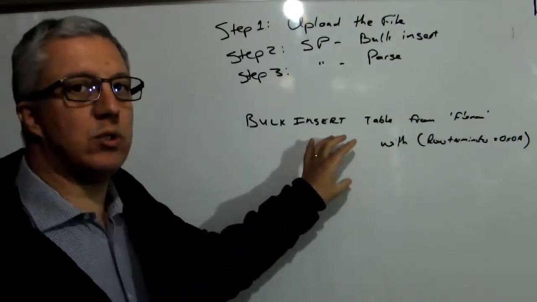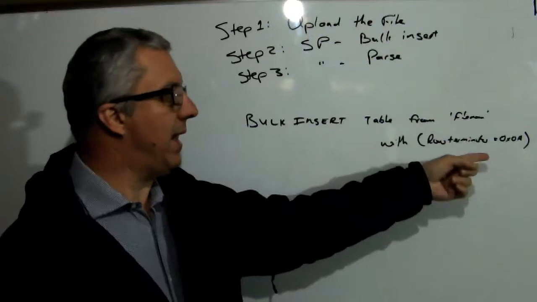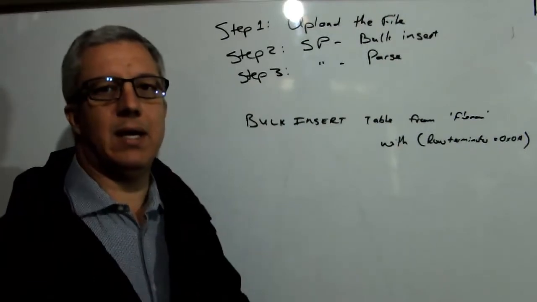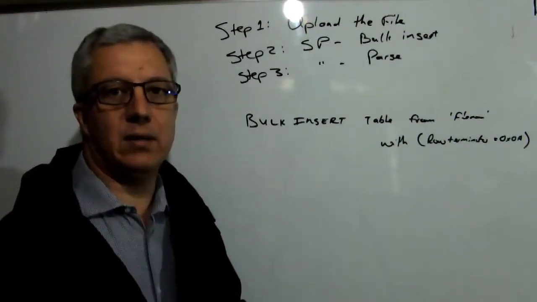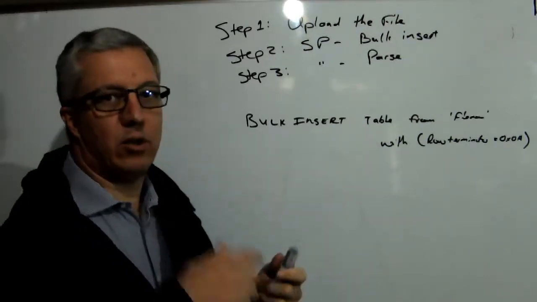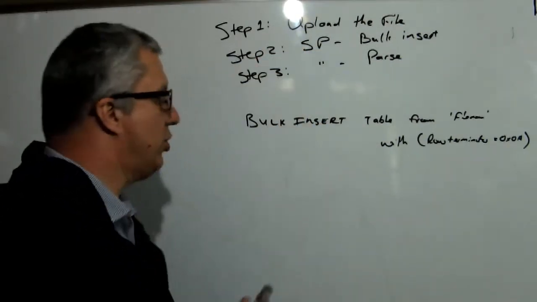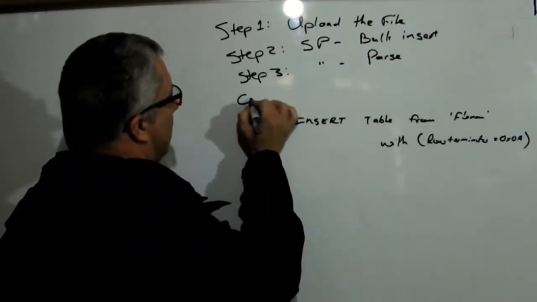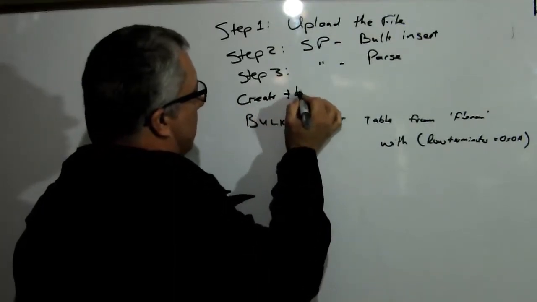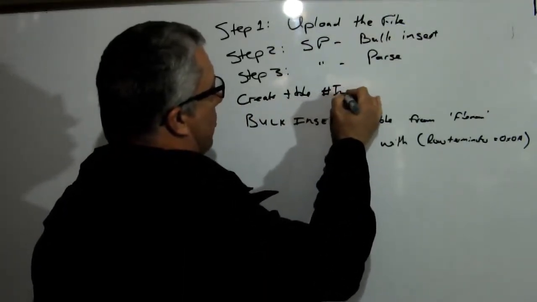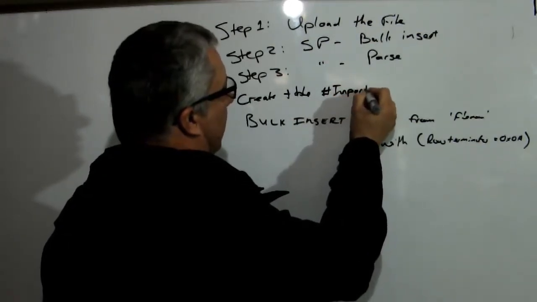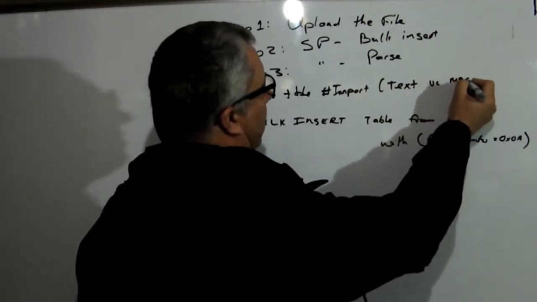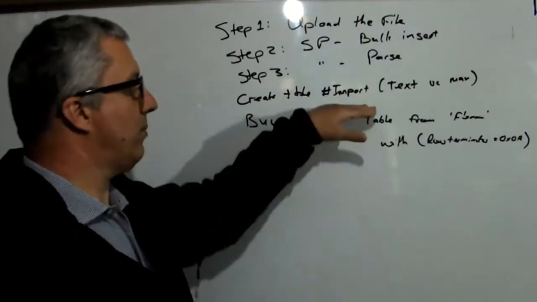So what this instruction will do is it will grab that file and use that as a row terminator, and every line will then be in a single field within my table. So my table will then contain one line for each row in my field. So when I create my table, I will do a create table #import, let's call it #import, text varchar(max), and that's it. So that's what my import file looks like.